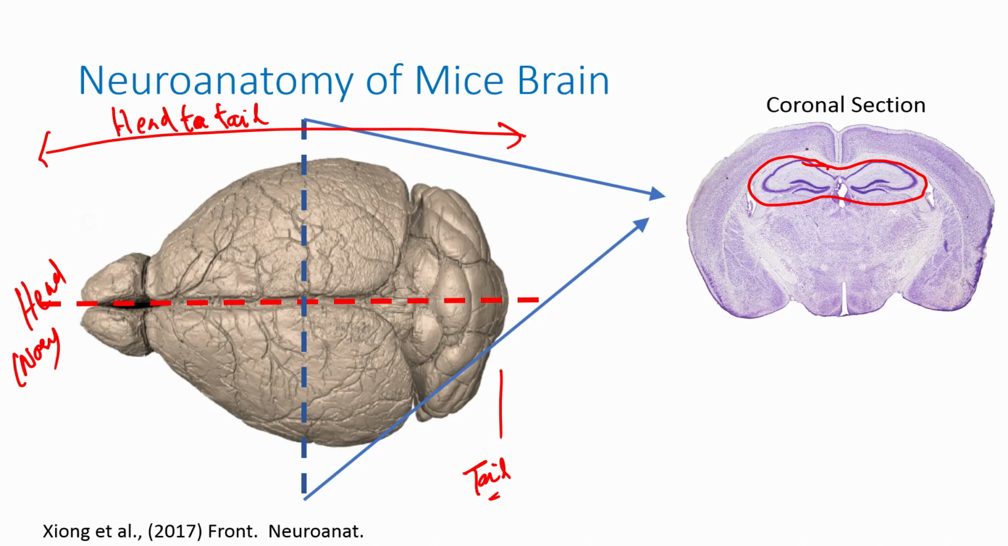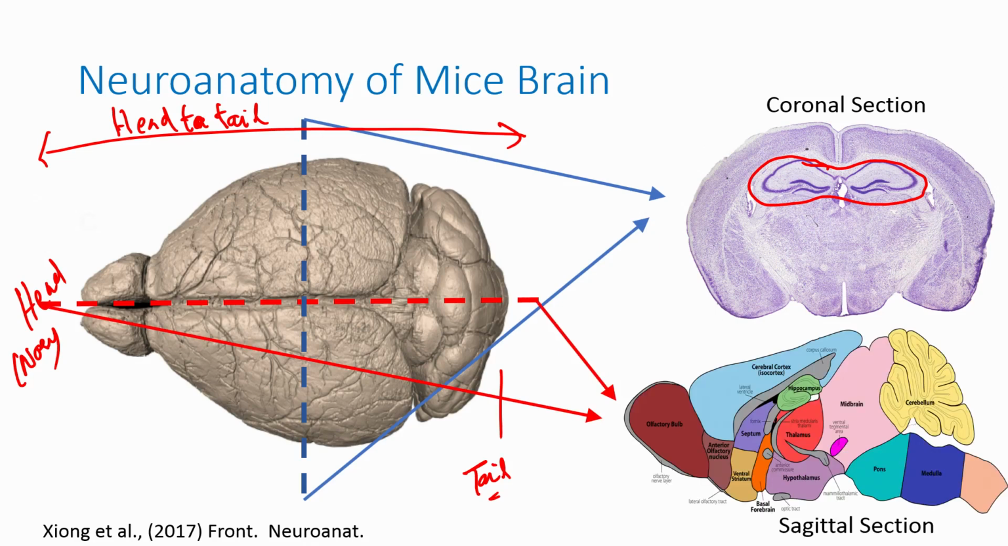On the other hand, if you were to take a section along the red line, along the head to tail axis, that is how it will look. There are various different regions marked here. The section obtained on a plane perpendicular to the head to tail axis we call a coronal section, while the section perpendicular to the coronal section we call a sagittal section. The region that we are particularly interested in is the hippocampus.